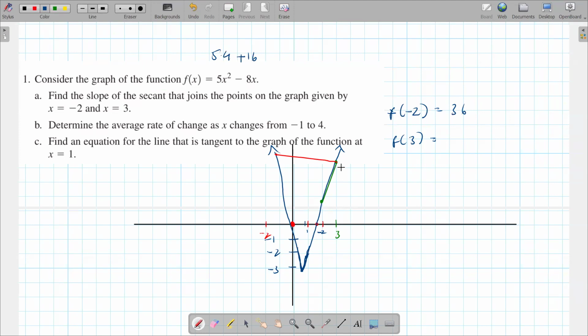And at 3 should be a number less than 5. So let's plug 3 in there. So it'll be 5 times 9, 45, right? Minus 8 times 3. So 45 minus 24. What is 45 minus 24? It's 21. So there we go. We have that point, -2, 36. Actually, 3 is also not on this page, but it's at 3 and 21. Now we're trying to find the rise and run. So rise from 36 to 21. What's the rise?